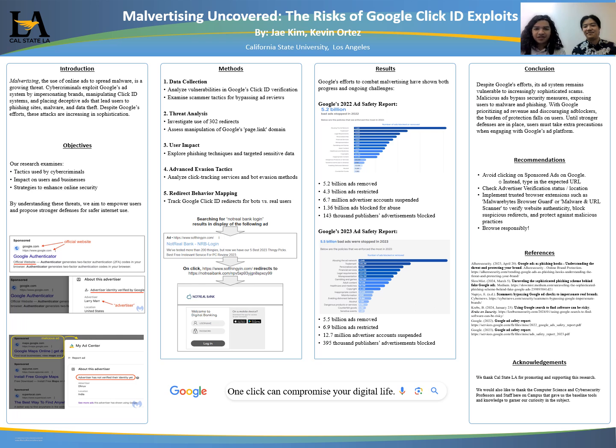Exactly. Our research titled Malvertising Uncovered, the Risk of Google Click ID Exploits explores these vulnerabilities in depth. We aim to understand how cybercriminals exploit Google's ad system and the impact of these tactics on users and businesses alike. By shedding light on these issues, we hope to empower internet users with knowledge and promote individual competency in navigating the web instead of solely relying on large corporations like Google to protect us. Right. So for the remainder of our presentation, we'll provide visual insight, get into our research methodology, the scope of the issue, and procedures that we recommend.